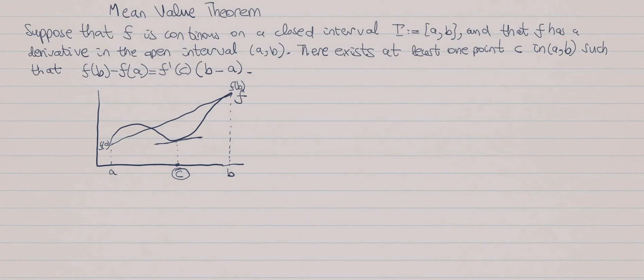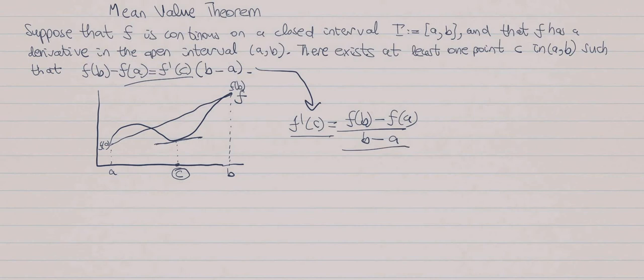And you can see this simply by dividing both sides of this equation by b minus a. Once you divide both sides by b minus a, you end up with this equation, where this is the derivative at this point, and this is the slope of this line segment. So now let's just move on to the proof of the theorem.